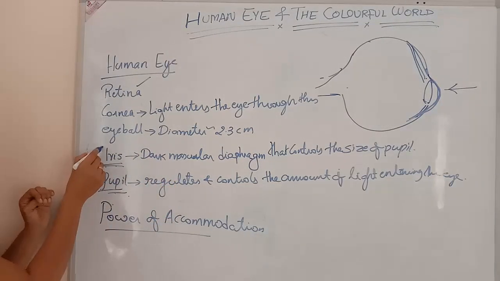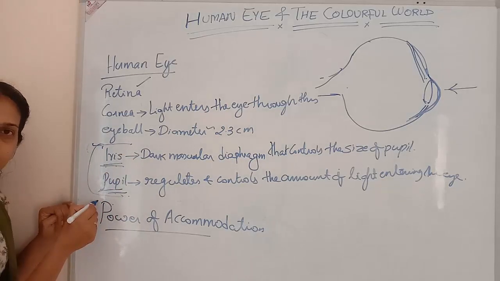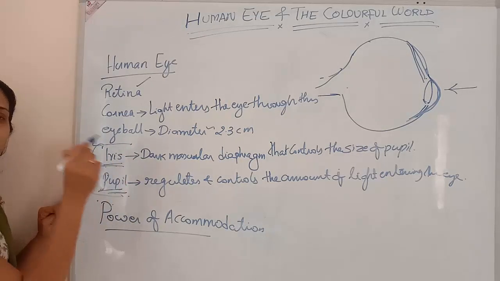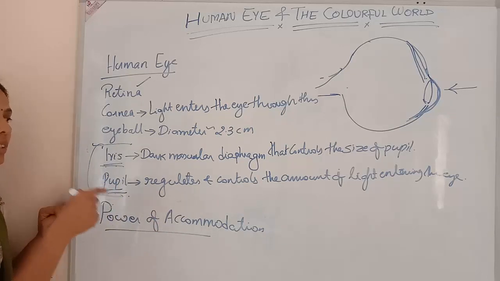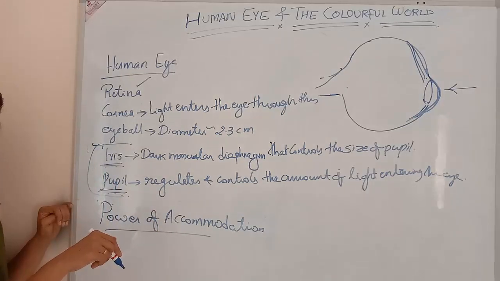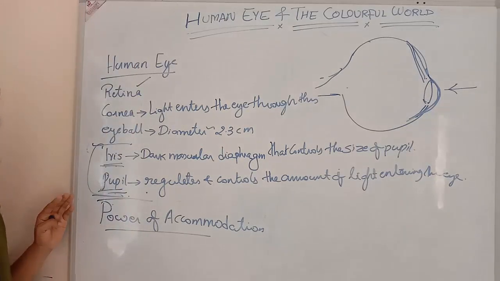Usually children make mistakes in these two. So please understand that the iris helps to control the size of the pupil, and the pupil controls and manages the light entering the eye. Okay, so this is about the eye.